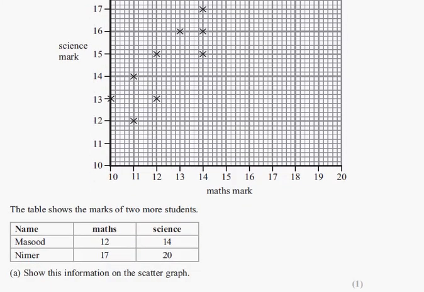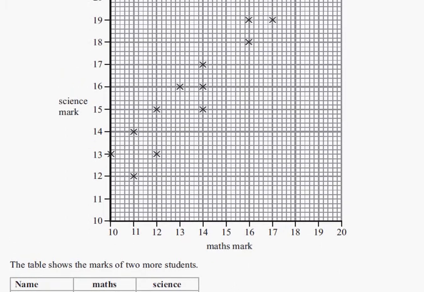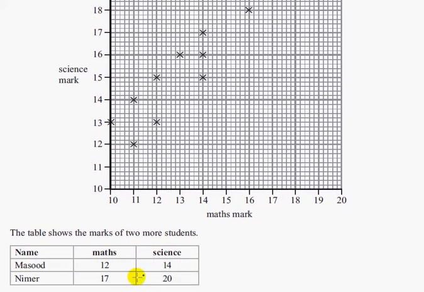Okay, so part A says, well, the table shows the marks of 2 more students, Masood and Nimmer. Masood got 12 for maths, 14 for science, and Nimmer got 17 for maths and 20 for science. Part A says show this information on the scatter graph. So let's do Masood first.